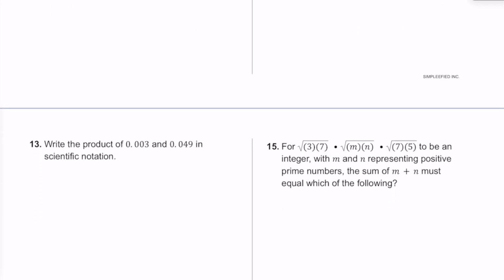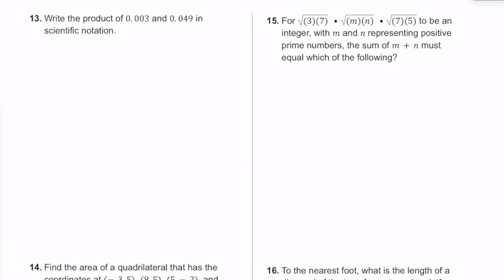All right, here is number 13. In number 13, let's find the product of 3 thousandths and 49 thousandths, and we're going to write that in scientific notation. Now, what we can do here to speed up the process instead of multiplying them is just take this 0.003, and remember that's the same thing as 3 multiplied by 10 raised to the negative third power if we write that in scientific notation.